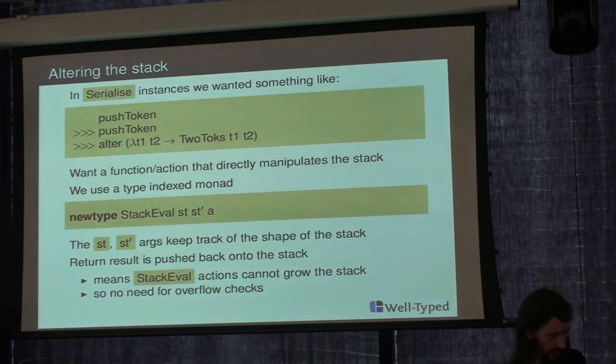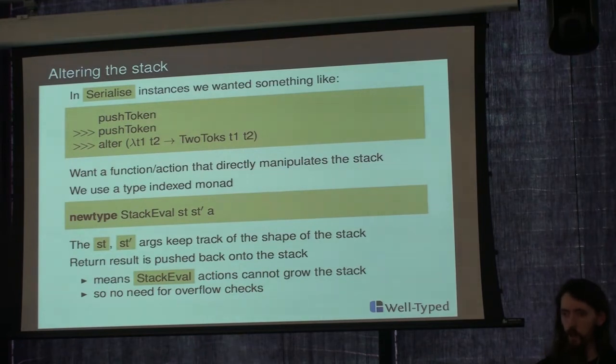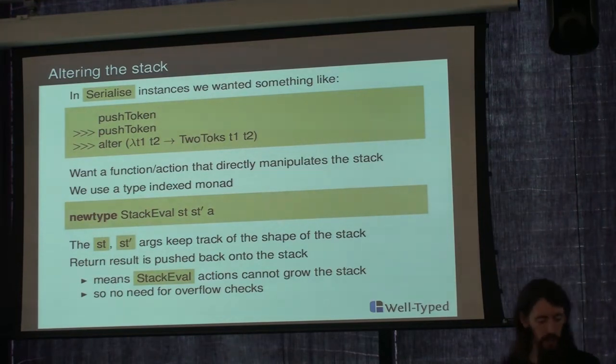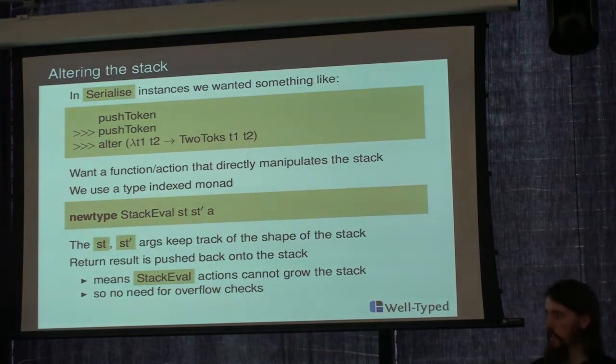So we're going to use a type indexed monad, stack eval. So again, we've got these two type parameters, the type of the stack before and the type of the stack afterwards. So it's exactly the same as we had a moment ago, but there's now an extra argument, which is the result, and that's why it's a monad and not a monoid. But it's still type indexed to keep track of the type of the stack.